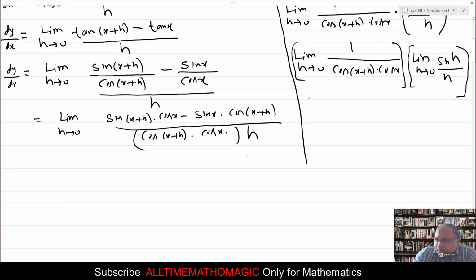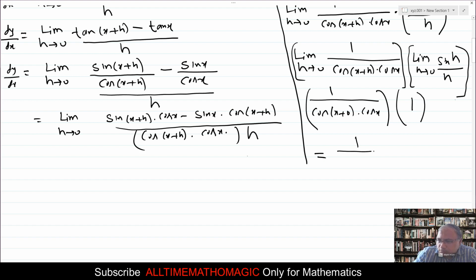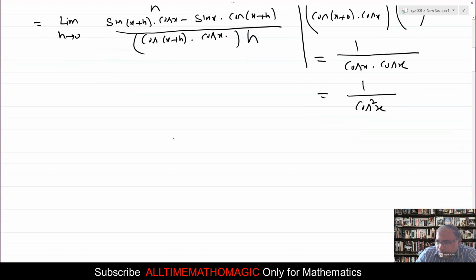Now applying limits, 1 upon cos of x plus 0 into cos x, and here by formula it is equal to 1, that is 1 upon cos x into cos x equals 1 upon cos square x. Therefore differentiation of tan x with respect to x equals sec square x.